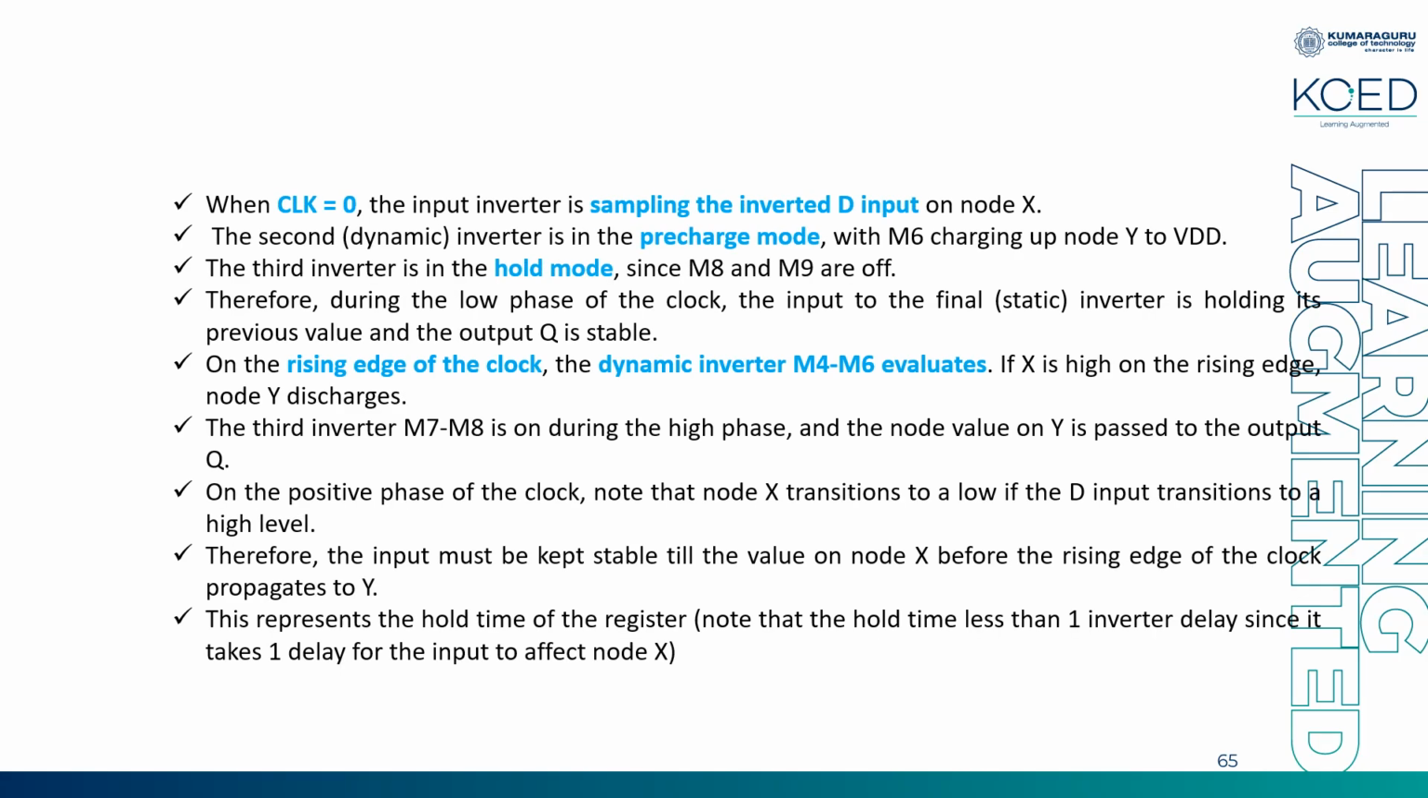When clock is equal to 0, sampling of your input will happen, and the second inverter will go to pre-charge mode. Final inverter will be in hold mode. இதே வந்து clock வந்து 1 இருக்கும்போது, அதாவது rising edge 0 to 1க்கு போறப்போ, உங்களோட first inverter வந்து input evaluate பண்ணும், and the final inverter will conduct the value. Okay, that is, output Q will be generated.